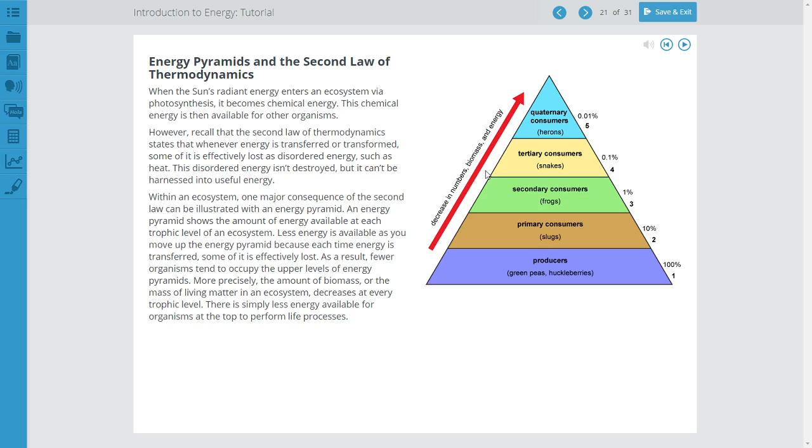All right, and the same thing with numbers. For some reason, it's just so funny how it works out. But 10%: if I have one heron, I'm going to have at least 10 snakes, 100 frogs, 1,000 slugs, and 10,000 green pea plants.